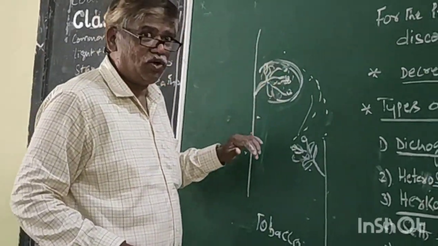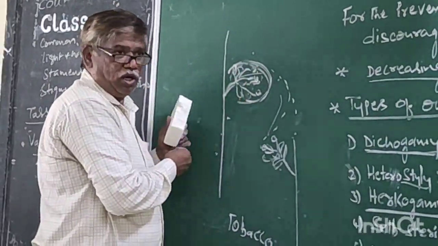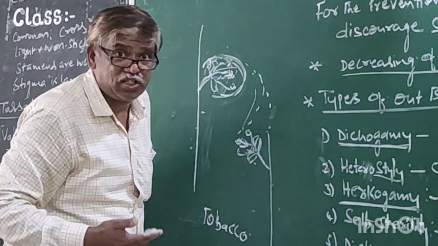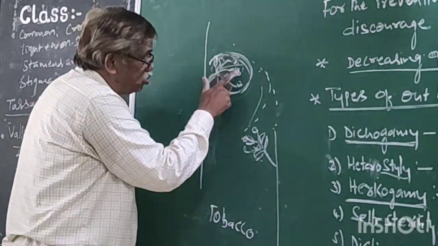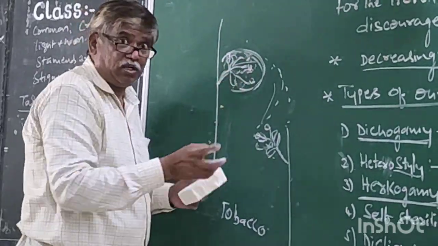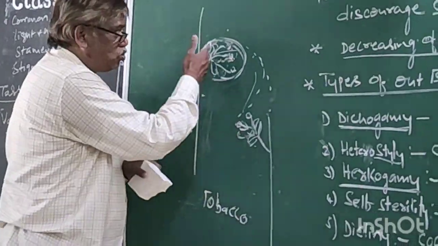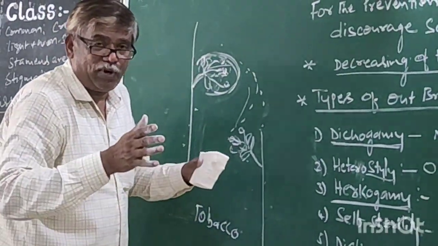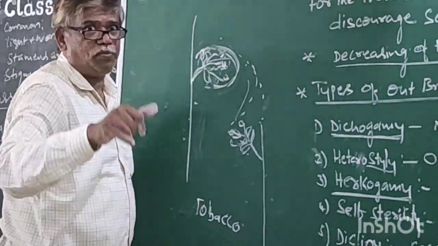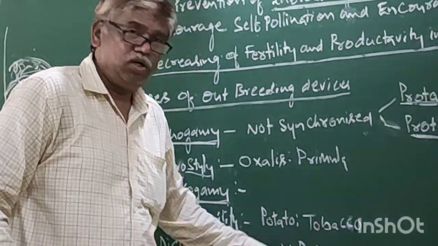Due to this, here there is no barrier, no length difference either. They mature at the same time. In this flower, maturity of anther and maturity of stigma are at the same time. There is no barrier, equal length. But even so, it does not show autogamy due to self-sterility. Now we can see the pollen tube.